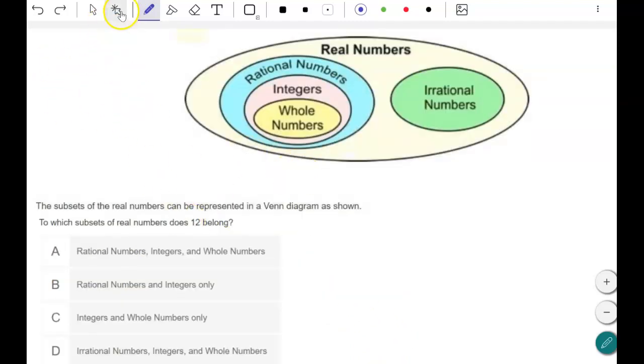All right, this one, it says the subsets of the real numbers can be represented in a Venn diagram as shown. To which subset of real numbers does 12 belong? All right, so 12 is a whole number. So it's inside this, so it's also an integer and rational. So that's all those things. So we're going to look for the rationals, integers, whole numbers. Sorry, it's A. Our B and C are missing one, and then this D says irrational. It's not an irrational number.